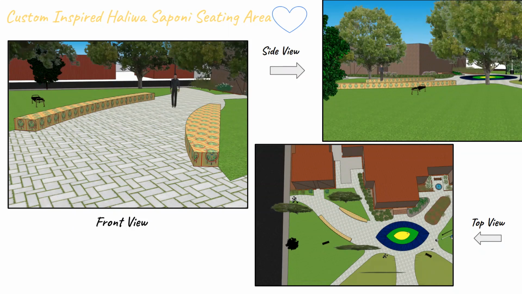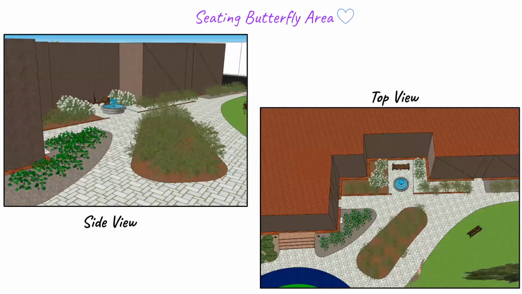Ideally, I do want more plants. Like Dallas was saying in the last presentation, I do feel like I should have put more plants on there. But this is what I have. I also have a little seating butterfly area. The idea is just to attract beautiful butterflies in this area and have a little seating area.